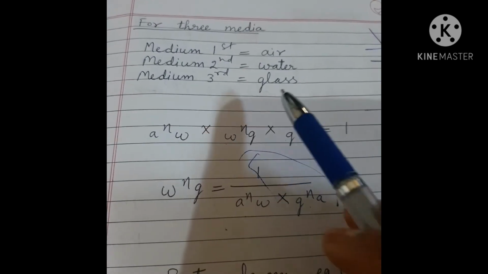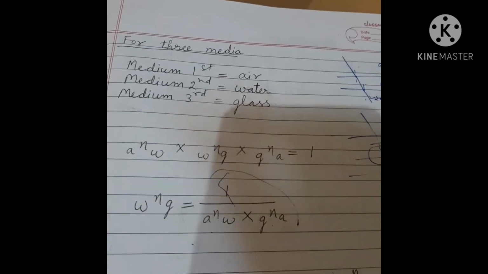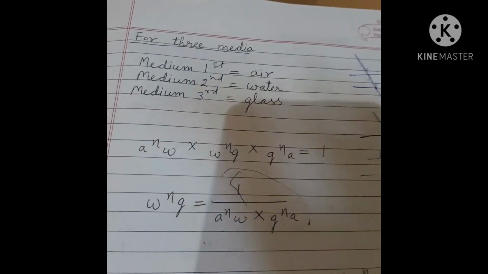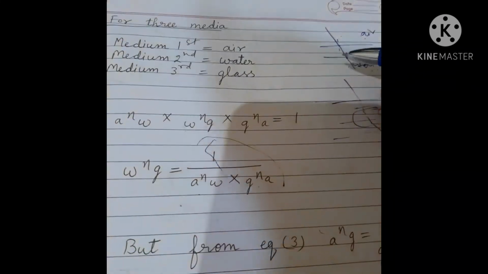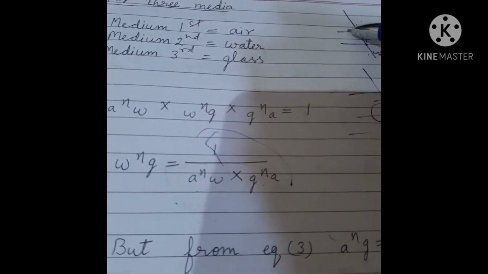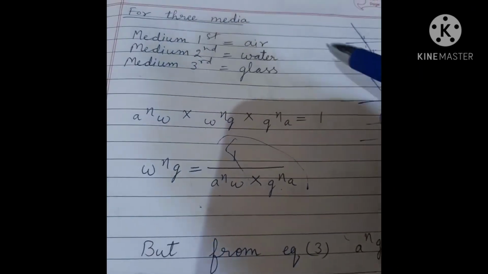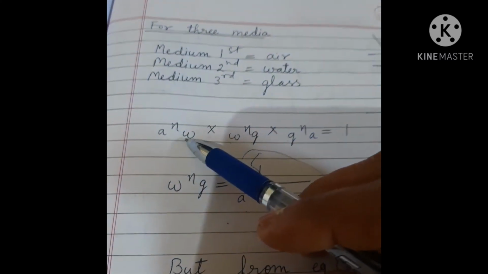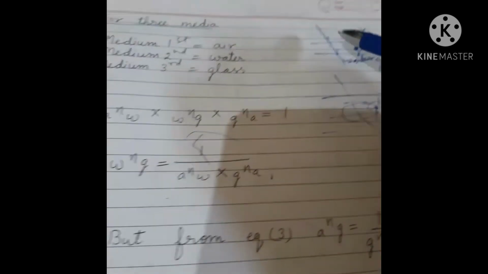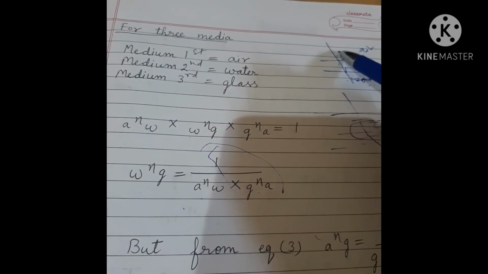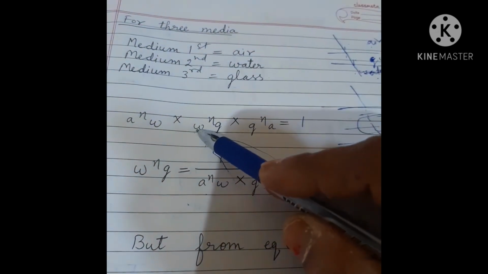For 3 media, medium first is equal to air. Now we are going to study 3 media; earlier it was 2 media, now 3. Suppose medium first is air, meaning the light ray comes through air, then moves through water, and then through glass. So 3 media are there. Refractive index of water with respect to air, because here the second medium is water and the first medium is air. Now from water to glass, refractive index of glass with respect to water.